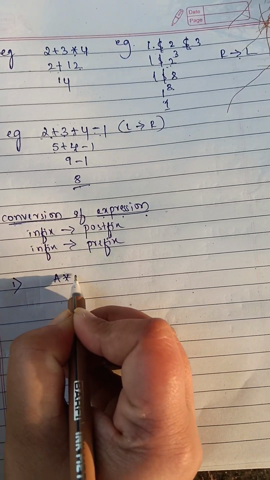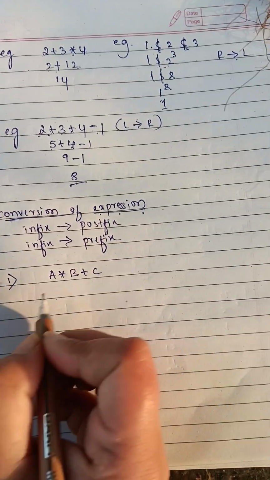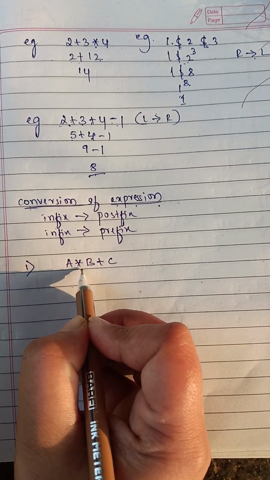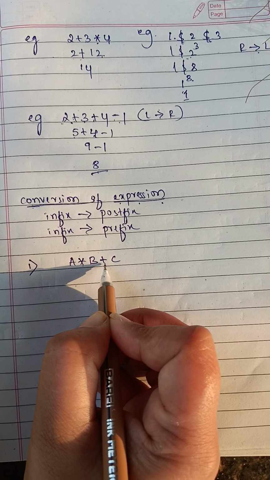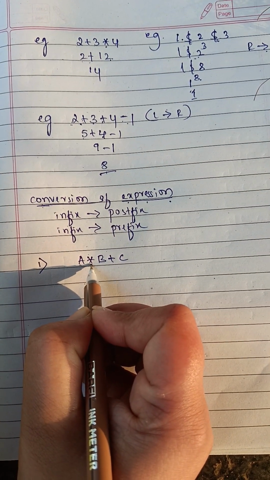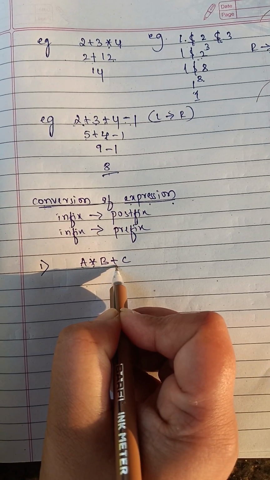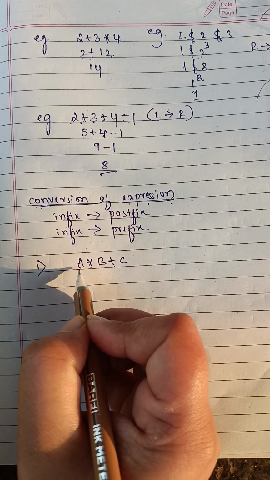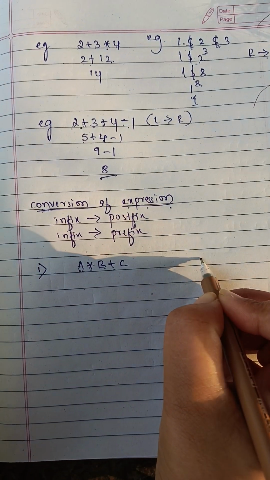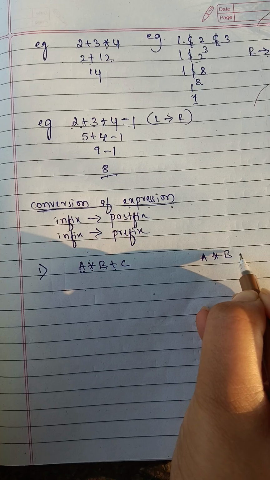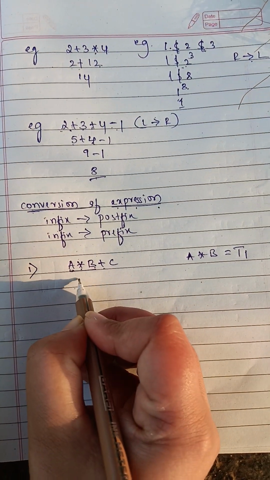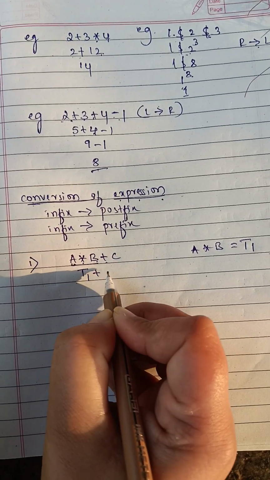Let's see one example for this. I will take a star b plus c. Before solving this expression, you have to check the precedence as well as the priority. Which has the precedence? Star has the highest priority. Next, plus has the next priority. So I will take a star b and put t1 for it. So a star b becomes t1, plus c.